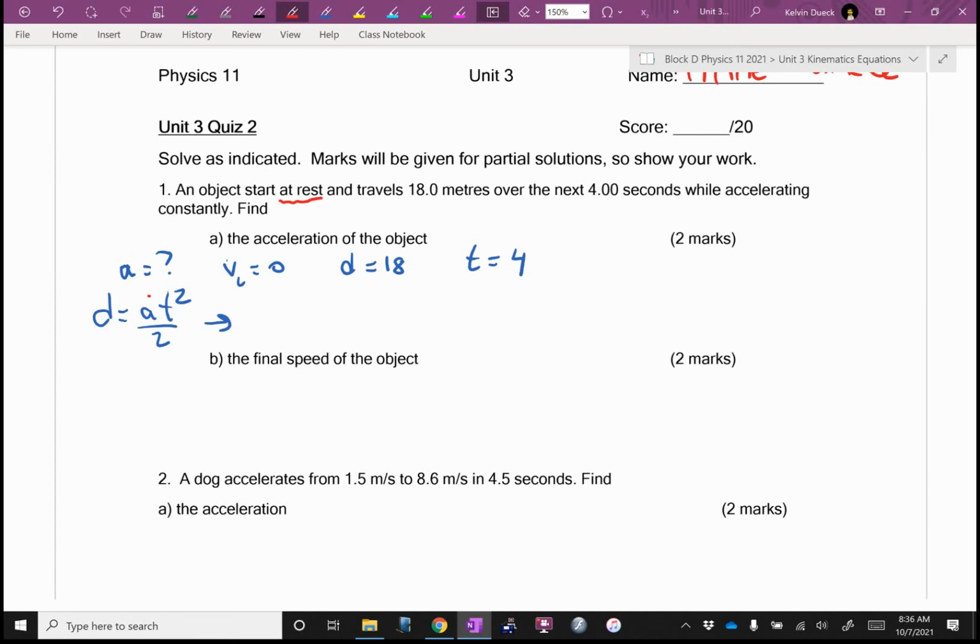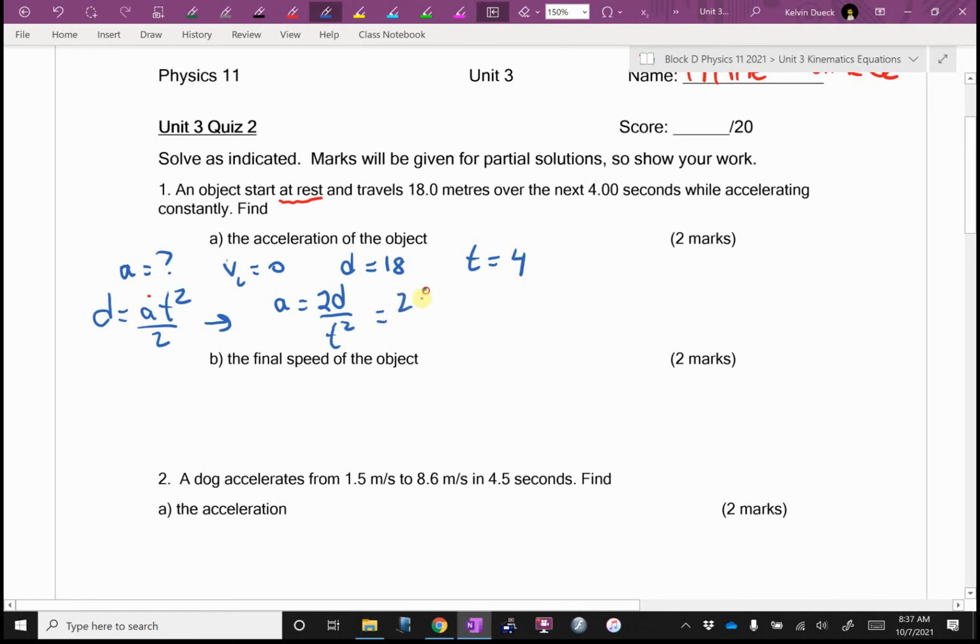Sorry. How would I get the a by itself? Divide by the t squared. What did I do with this 2 that's on the bottom? Good. Tell me exactly what to write then. Here, I'm going to write a equals what? Tell me what to write. I'll give you a hint. There's a d. 2d. Yep.